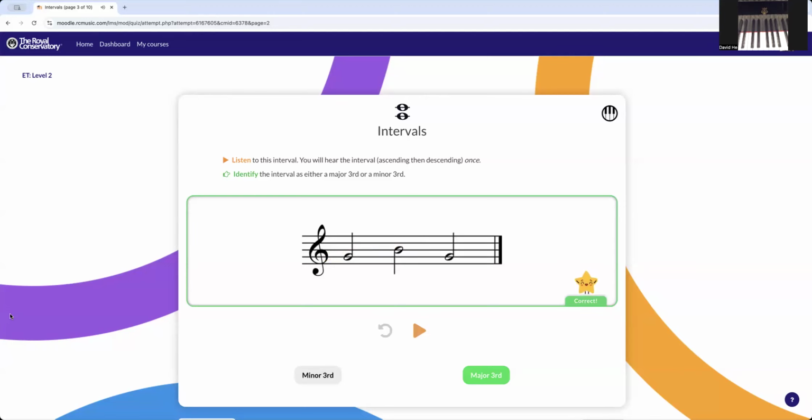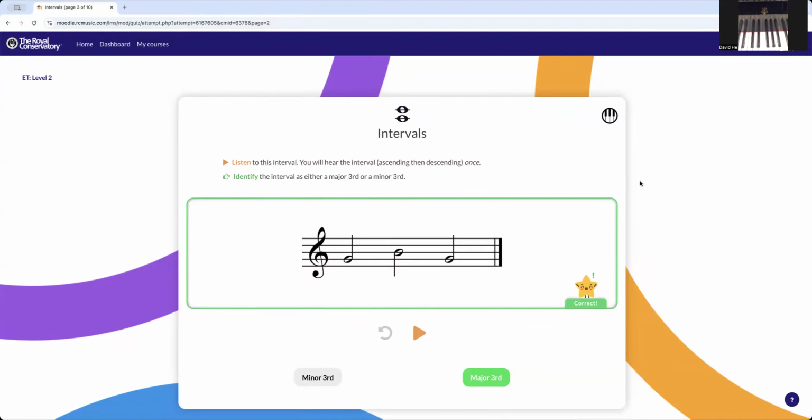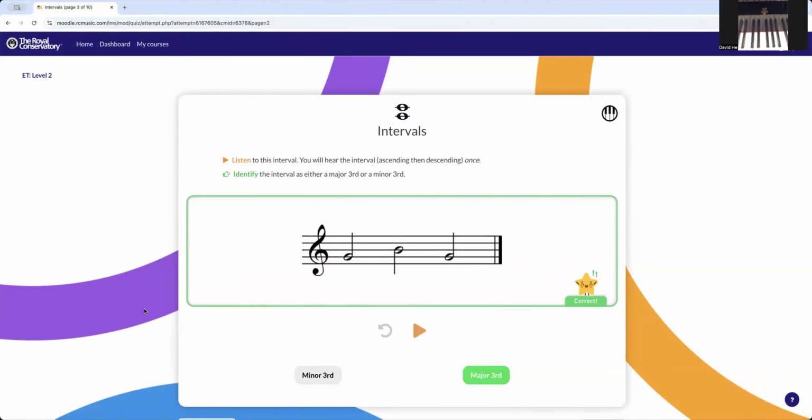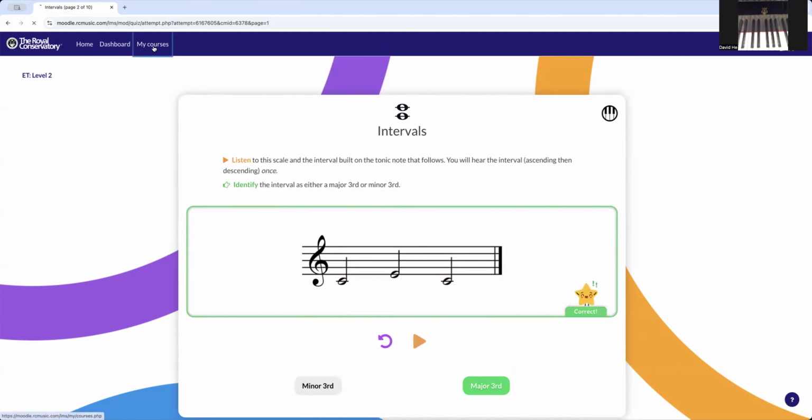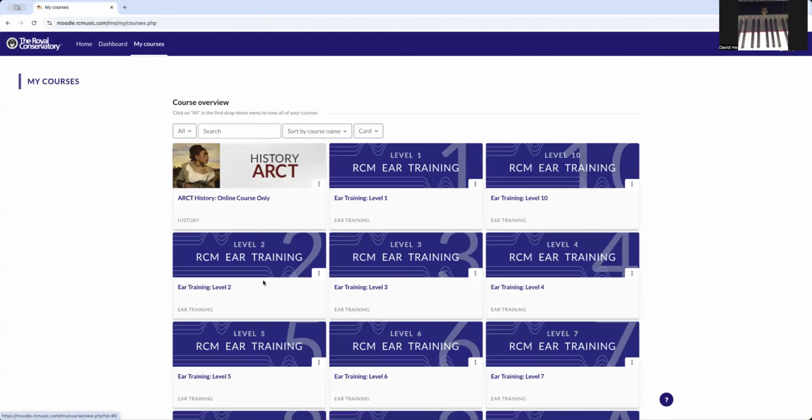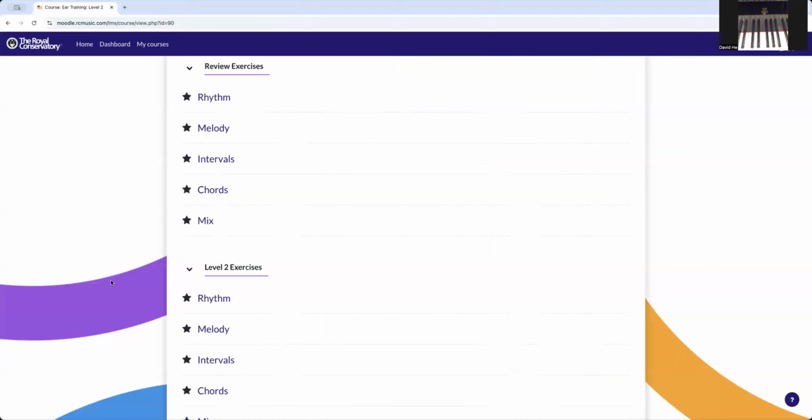Fantastic. Okay, that is intervals. Oh, that's weird. Okay, that's the intervals. We're going to do just one or two rhythm exercises, and then we'll go directly to the chorus today.